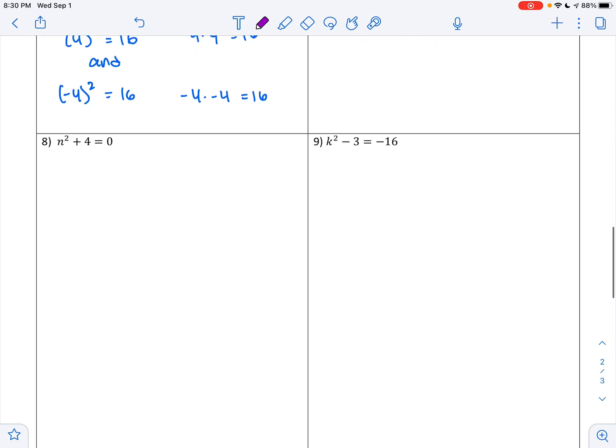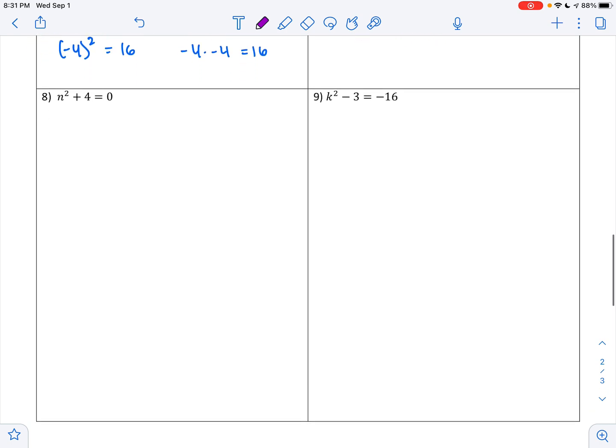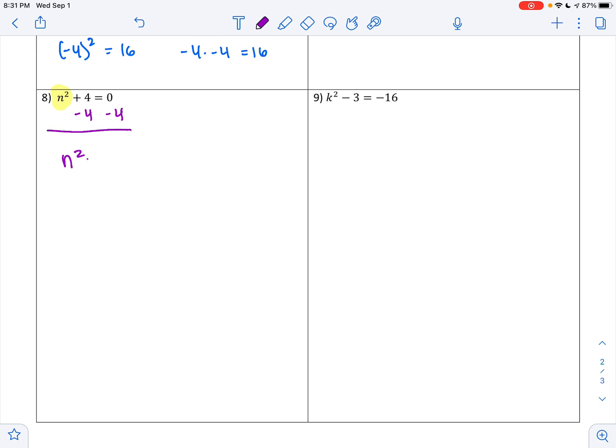On example 8, I want to get n squared alone. Right now I'm adding 4 to n squared. To undo addition, I'll do subtraction. And I'll have n squared equals negative 4. To undo a square, I'll take the square root. The square root of n squared is n. Whenever you take the square root of a number, it's always plus or minus.